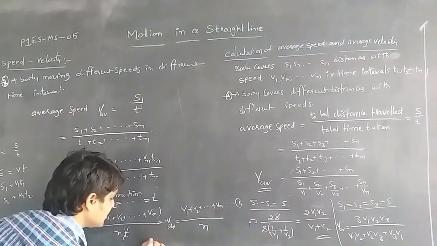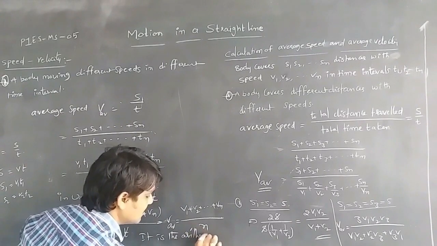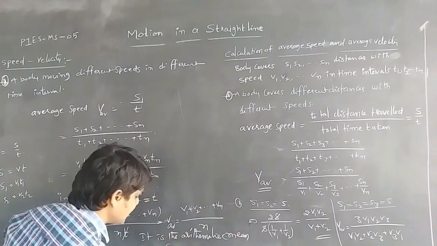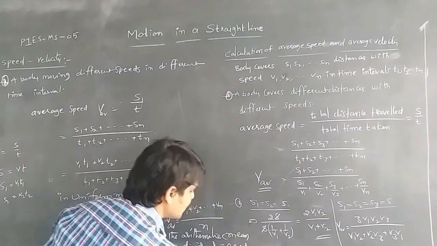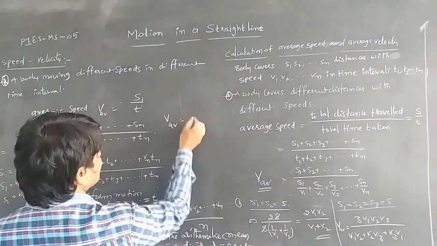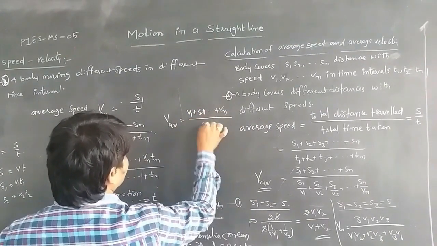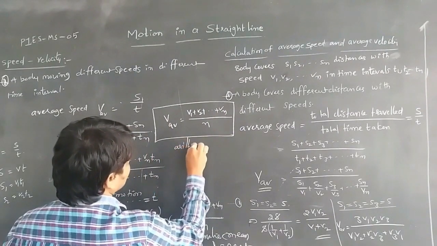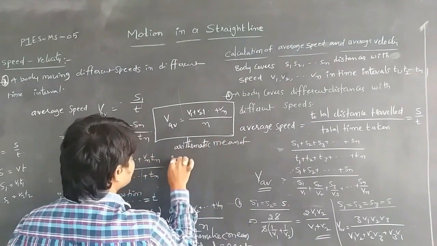This is the arithmetic mean of individual speeds. It is also known as the arithmetic mean: V average is equal to V1 plus V2 plus so on up to Vn by n. This is the arithmetic mean of individual speeds.